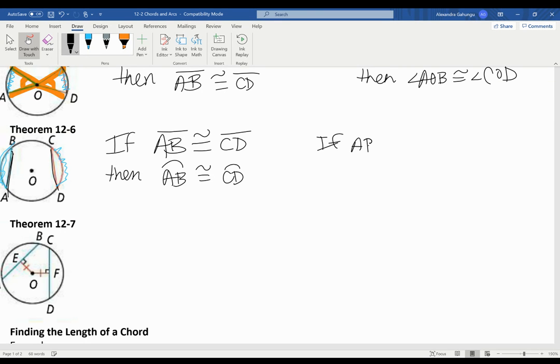If the arcs are congruent, oh, I should draw an arc. Then we know the chords are congruent. So we're just writing the theorem and its converse. So we can go in either direction, depending on what you're given.